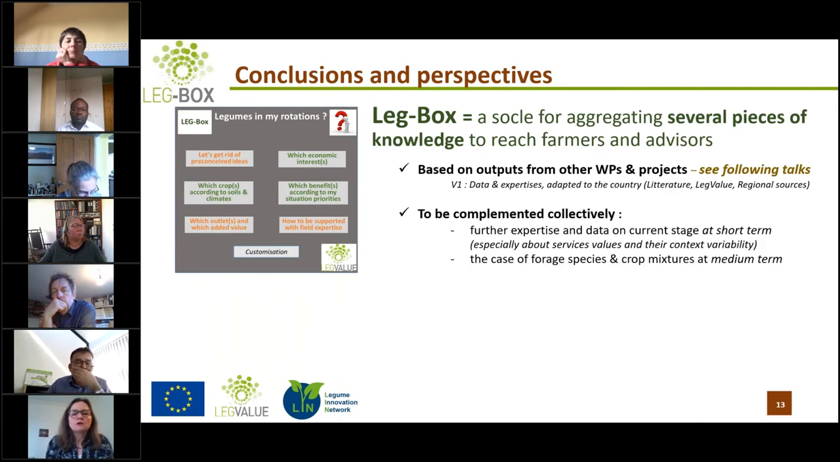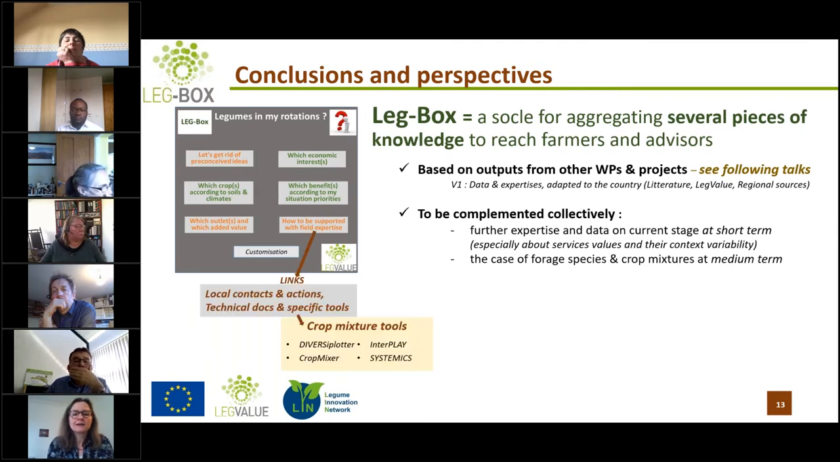This circle has to be complemented collectively, first at short term to incorporate further expertise and data, especially about service value and their context variability. And also to incorporate the case of forage species and crop mixtures at a medium term. Up to now, we will get only links to specific tools related to crop mixtures, because it was not the focus of LegValue. So we think that it will be better to have information from other European projects, for example, which provide some tools, or also some local expertise in the different countries.